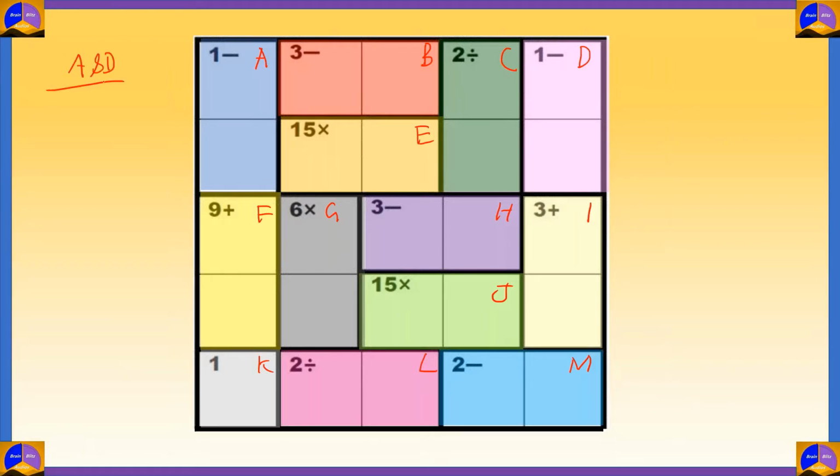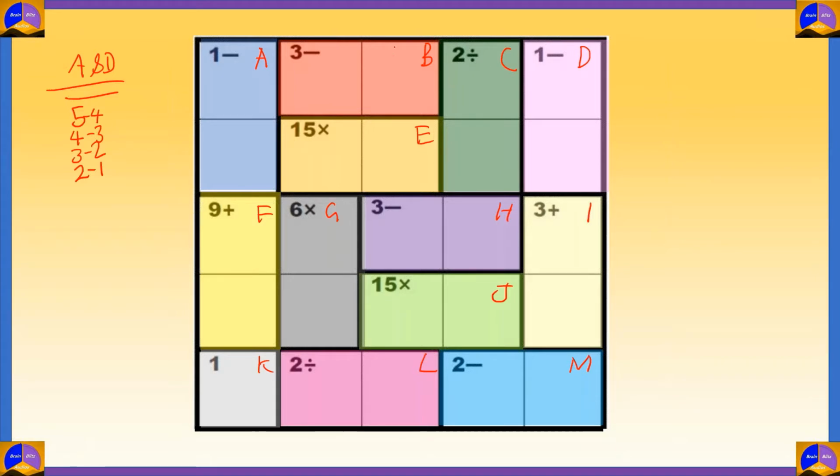So for cage A and cage D, there are two cells and the operation is subtraction. And after subtracting, our result must be 1. So the options for a 5x5 puzzle are 5 minus 4, 4 minus 3, 3 minus 2, and 2 minus 1.